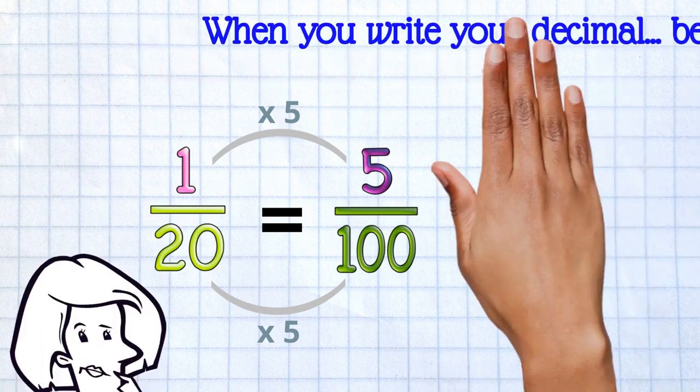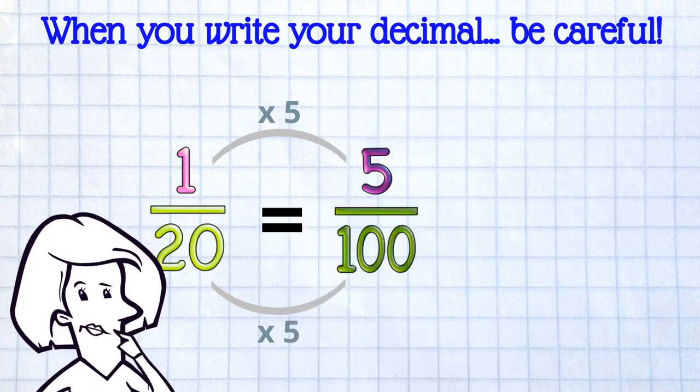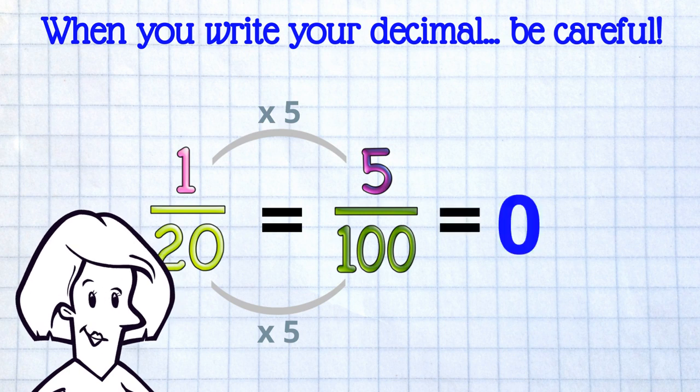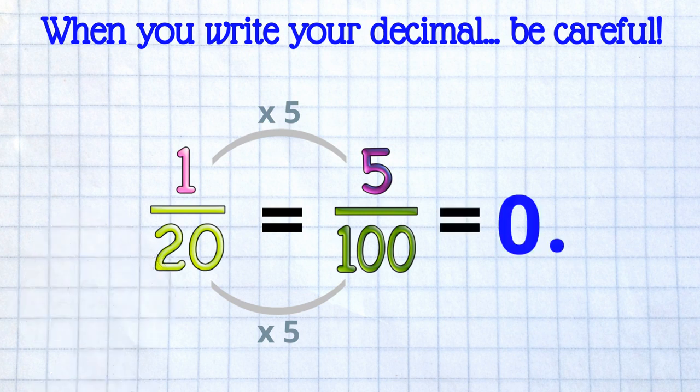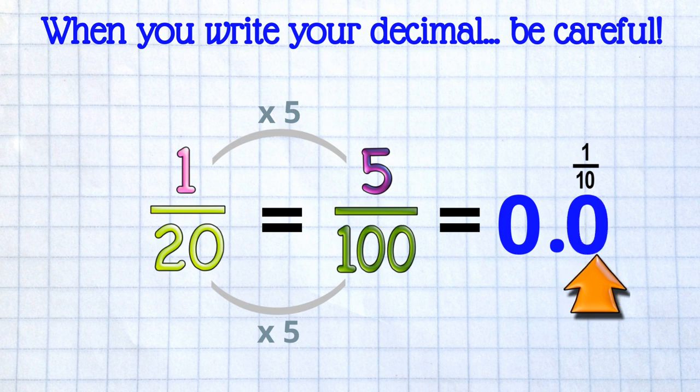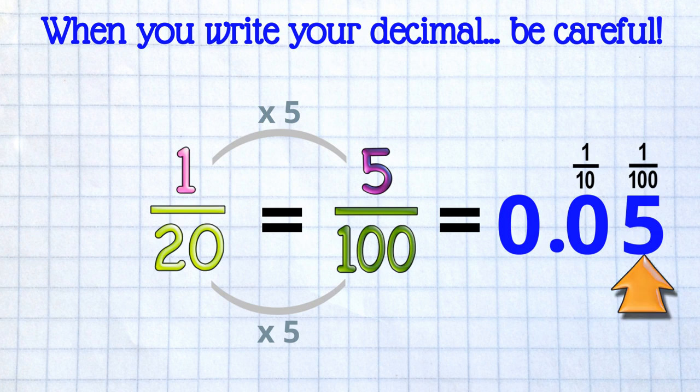When you write your decimal, be careful. There are no whole numbers, so 0, then decimal point. Now take care. The first decimal place is tenths. We don't have any tenths, so we put a 0 to show that. Then we've got the hundredths place, and that's where we put our 5. We see that 1/20 equals 0.05.